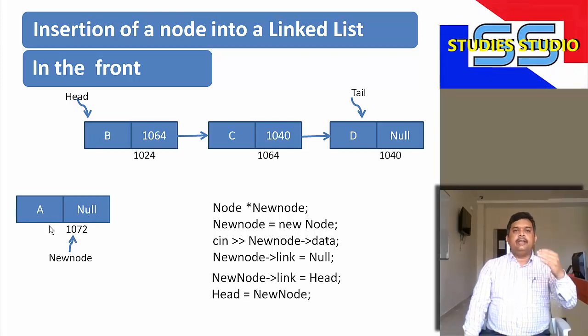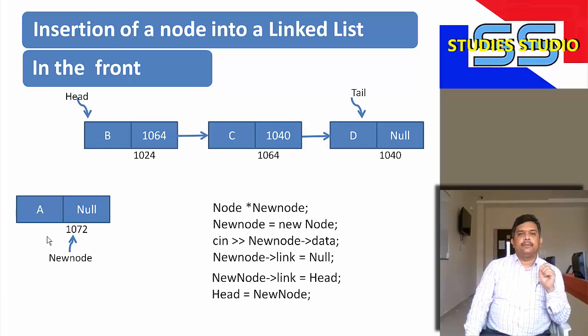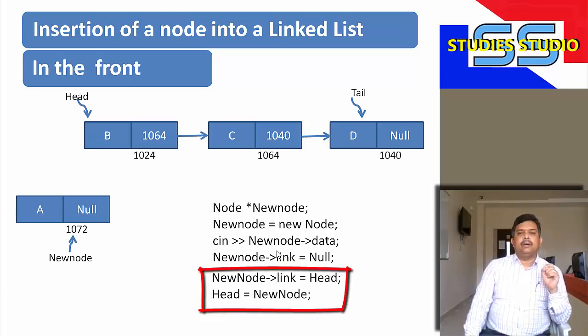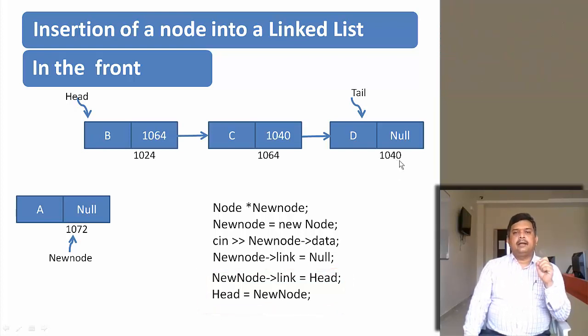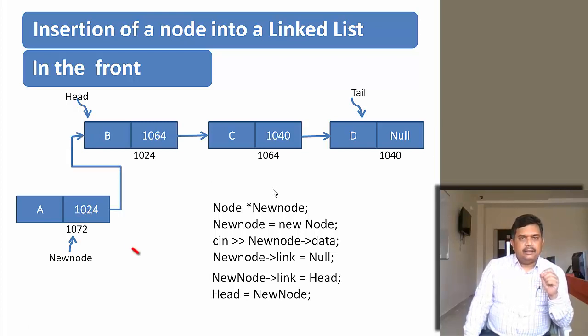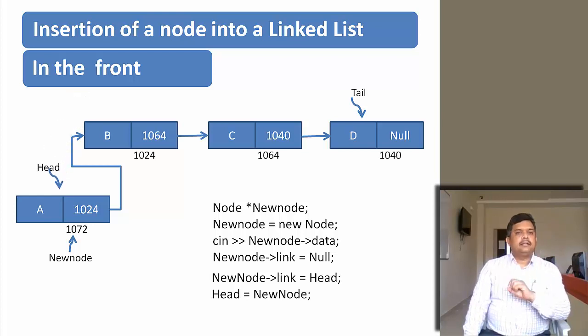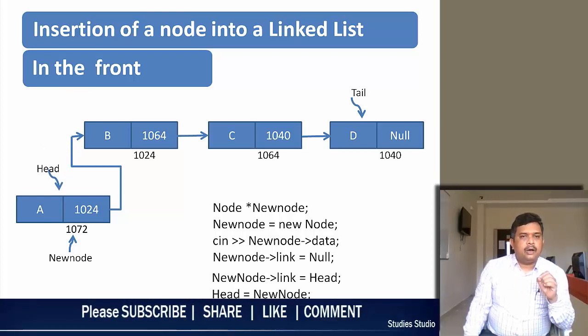So what should I do in order to make this node my first node? These two lines will help me to understand. I will take the new node's link to head. So I have the new node link as null, and I am going to add a link, that is 1024, as the link of the new node with data A. And apart from that, I will move my head, which was earlier pointing to the node containing data B, to the node which contains the data A, the new node.